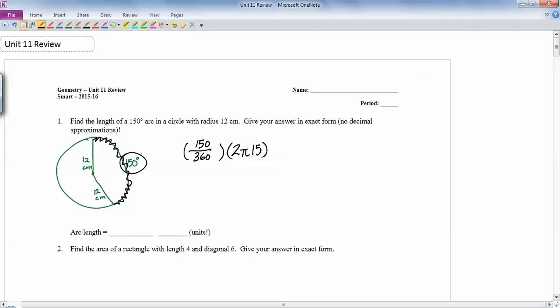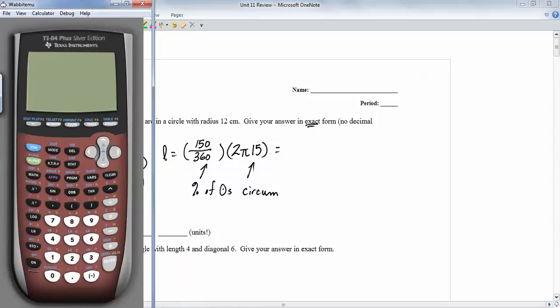So this is the arc length, which I'll call L for this length. So L equals 150. It's the percentage of the circle's circumference. That's the way to think about it. And if you type that into a calculator, now it says exact form. So really the only parts you want to plug in to the calculator are the 150 over 360 and the 2 times 15. You want to leave the pi by itself. And so I'll do that with you here.